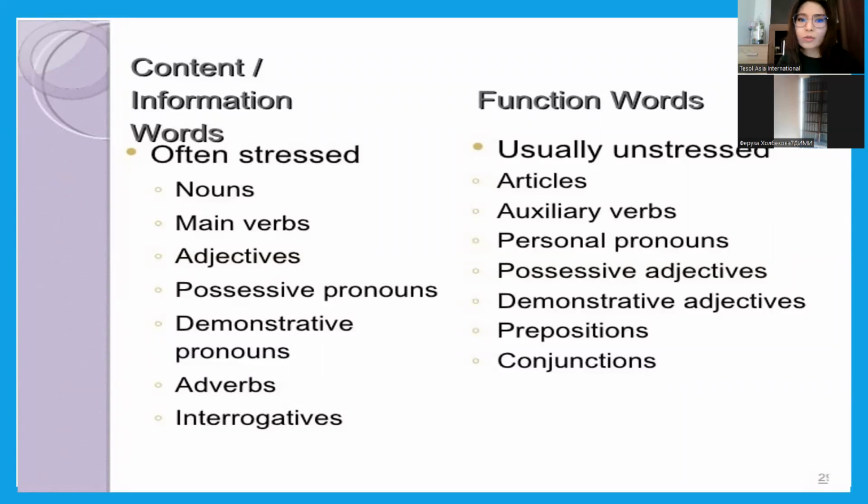And when we talk about word stress, we should know what kind of words are stressed and what are not stressed. Mostly nouns, main verbs, adjectives, possessive pronouns, demonstrative pronouns, adverbs, and interrogatives are stressed. But we have functional words which are not stressed. And these are the words that mostly don't have any meaning out of context. When they are not inside context, they don't mean anything. And they are articles, auxiliary verbs, personal pronouns, possessive adjectives, demonstrative adjectives, prepositions, and conjunctions. They can mean something only with parts of speech. That's why they are not stressed at all.